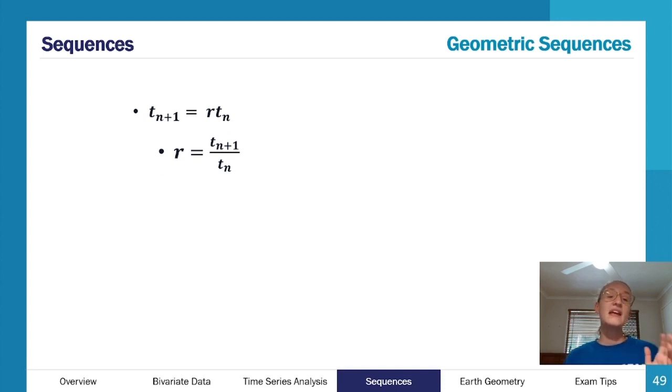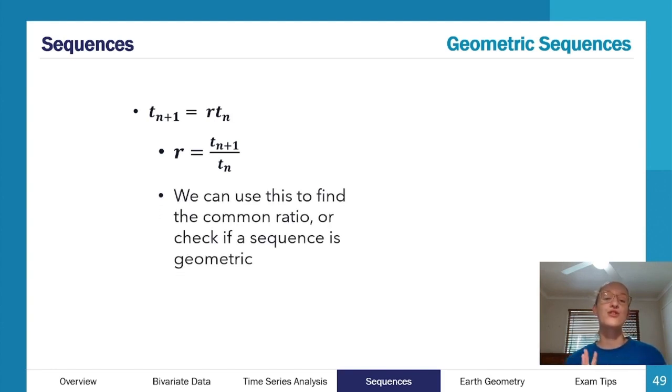So again, here are our formulas. The next term is equal to the common ratio multiplied by the current term, and our R is equal to Tn plus 1 divided by Tn. We can also use that to find the common ratio or to check if the sequence is geometric. For example, if we let n equal 2, then one way to find R is to say R equals term 3 divided by term 2, and that'll give you R. Or if you let n equal 5, it'll be term 6 divided by term 5.